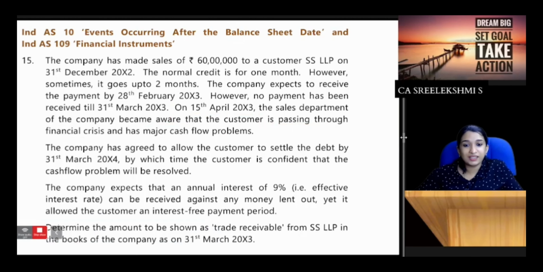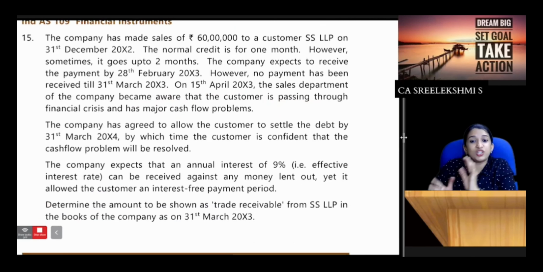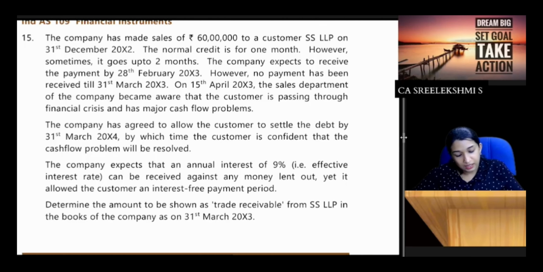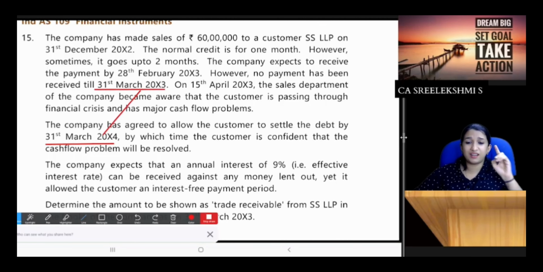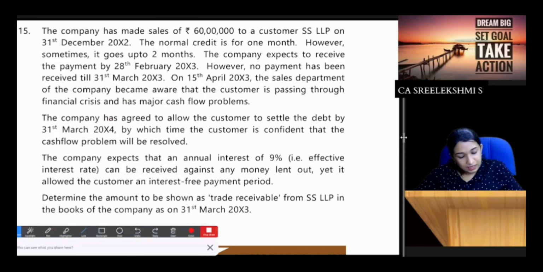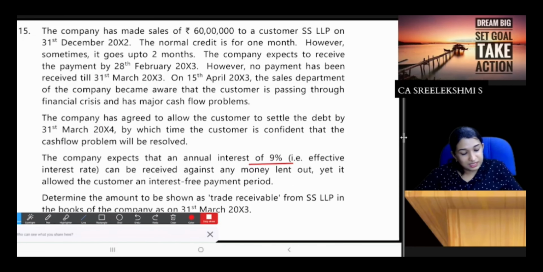So you can create ECL, it's an adjusting event. The condition was already existing and an event provides additional evidence that the condition existed. The company agreed to allow the customer to settle the debt by giving a credit of 12 months, 1 year, by which time the customer is confident that the cash flow problem will be resolved. The company expects that an annual interest of 9% can be received against any money lent out. It allowed the customer an interest-free payment period.